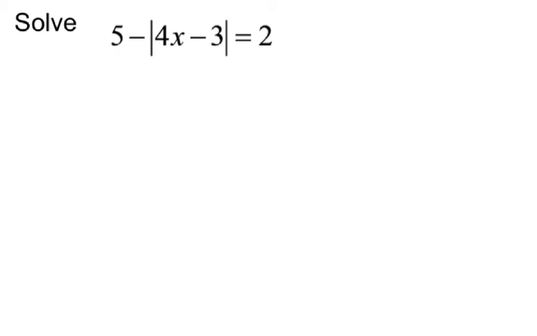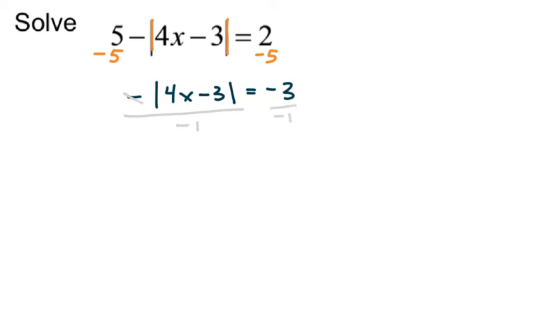First step is to isolate. I want these absolute value bars alone. First thing I'll do, since that 5 is added, I'm going to say minus 5 on both sides of the equation. That gives me negative absolute value of 4x minus 3 equals negative 3. Now, are my absolute value bars isolated with just an expression in between? And the answer is no. We have this negative in front. So that's like multiplying by a negative 1. And the inverse operation would be to divide by negative 1 on both sides of the equation.